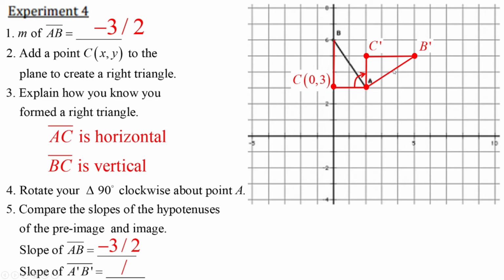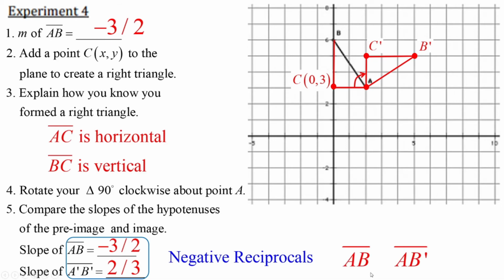All right. Now, how about the slope of A prime, B prime? Well, that would be this segment right here. And I'm rising 1, 2. And I'm running 1, 2, 3. And do you see negative reciprocals? I know I do. Therefore, those two hypotenuses must be perpendicular. And therefore, we've done a correct rotation, 90 degrees. So segment AB is perpendicular to segment A prime, B prime.